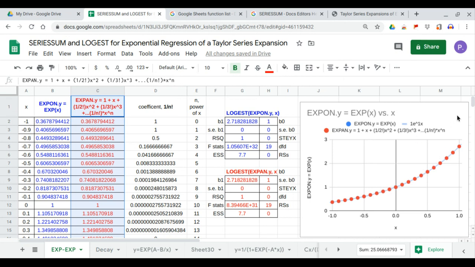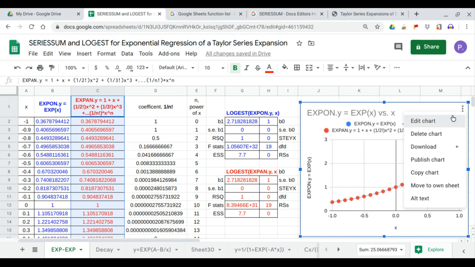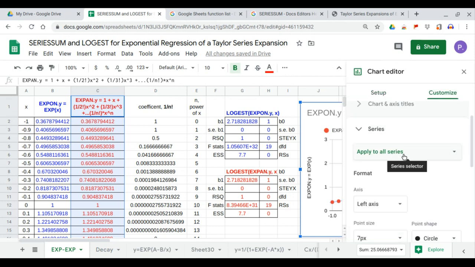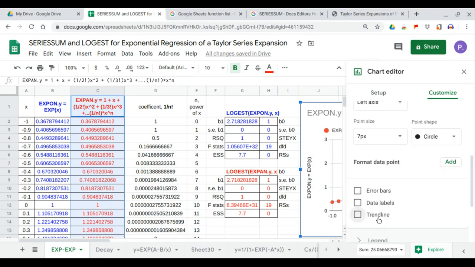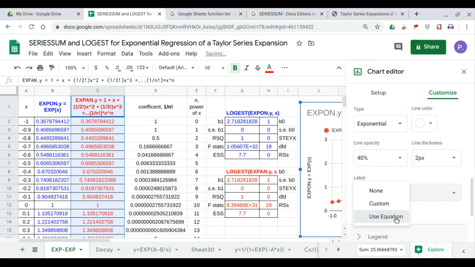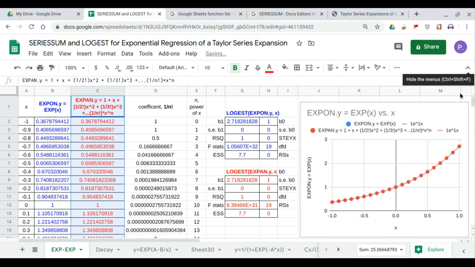We will also show the equation of this. So edit chart, and we show the trendline equation of the red one. So show all trend lines, and we use the exponential and show this as label. So the trend line equation of the exponential function, 1 times e to the power x, is the same as the expansion, 1 times e to the power x.